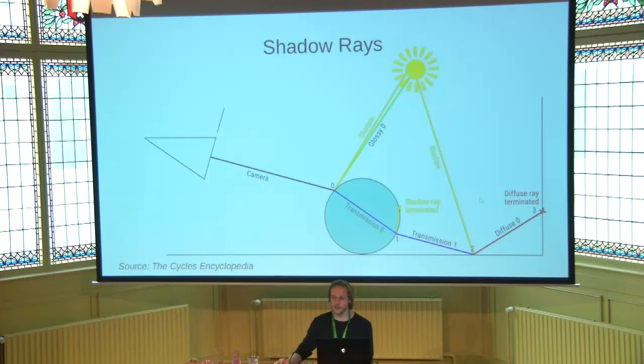And if we have only 3 bounces max, you can tell Cycles how many bounces it can handle maximum. You'll see that the ray bounces against this wall last, and it's terminated. So it never reached the light source. So if we wouldn't have the shadow rays, this area behind the sphere would be dark. Of course, there is a chance that one of these rays bounces towards the light source, but it's very minute.